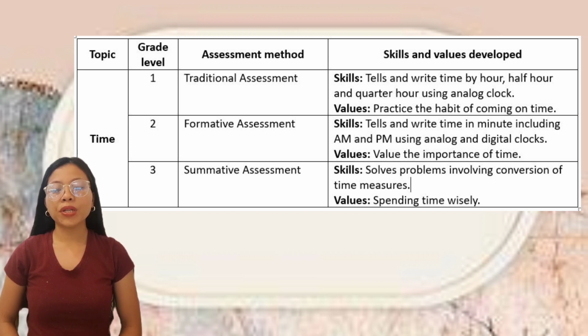For the assessment method in grade 2, I chose formative assessment to monitor if the learners understand the topic, where they can develop the skills of telling and writing time in minutes, including AM and PM, using analog and digital clocks, with the value of valuing the importance of time. And for grade 3, the assessment method is summative assessment, since they have already learned it in previous grades, so it is easy for them to catch up with the topic. With that, they learn to solve problems involving conversion of time measures, with the value of spending time wisely.